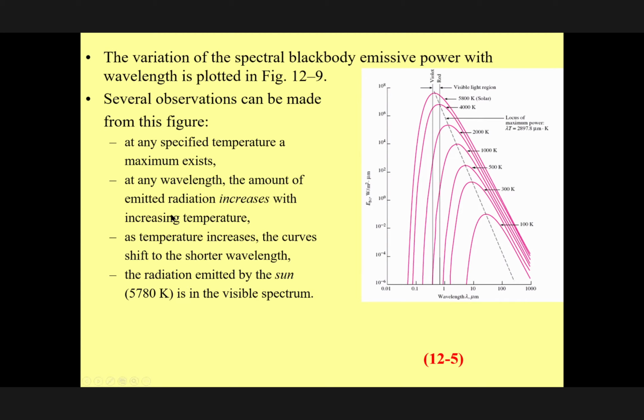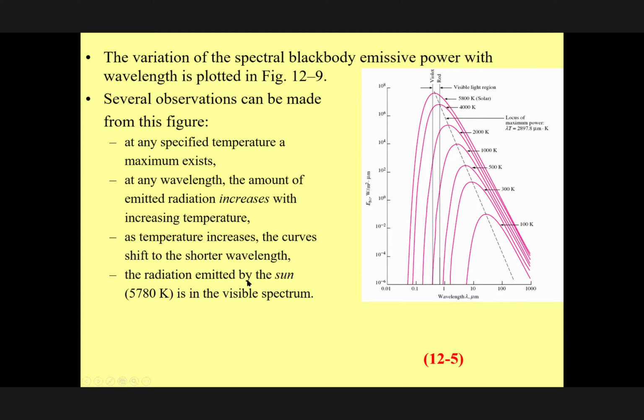That's exactly the same. As the temperature increases, the curve shifts to shorter wavelength, okay? Look at here, if I go from 100 to 300, the curve shifted to this side. If I go from 500 to 1000, you can see the curve shifts to this side. Okay, look at here, the maximum here is at, let's say, 50. Here, the maximum is around 0.4.